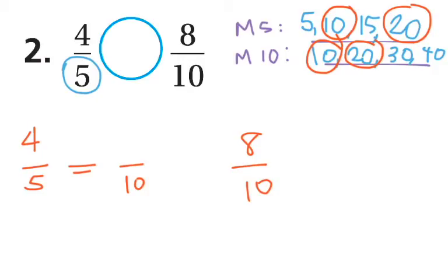Okay, so now let's go to 4/5. 5 times what equals 10? Well, 5 times 2 equals 10. So if I multiply my denominator by 2, I have to multiply my numerator by 2 so that I have an equivalent fraction. 4 times 2 would be 8. So now this fraction is 8 tenths. Oh, look, I'm comparing 8 tenths to 8 tenths. So those two are going to be equal. All right, I'll give you a moment to get that down.